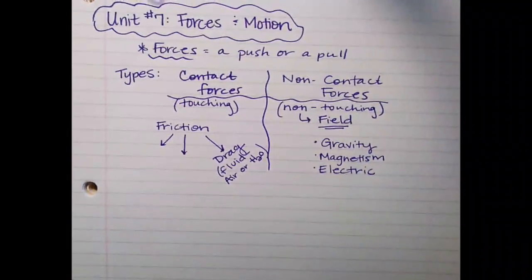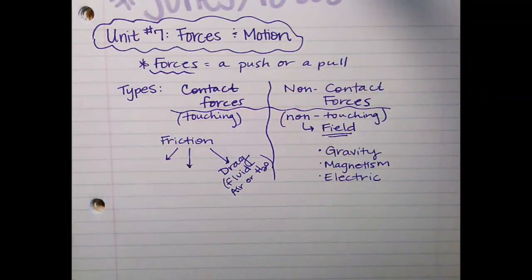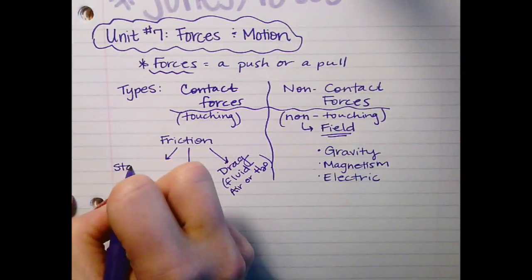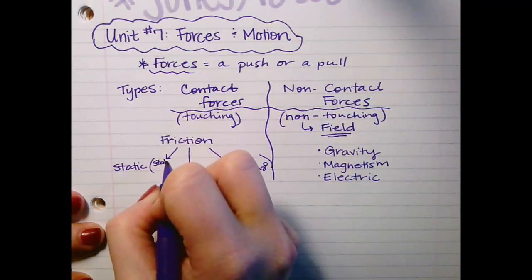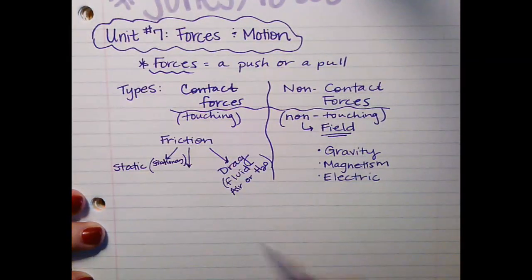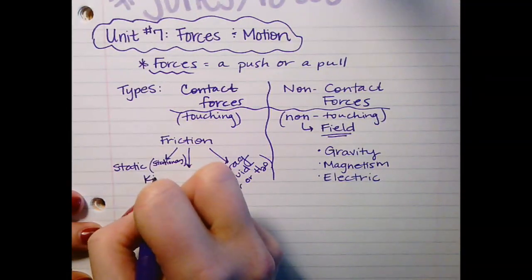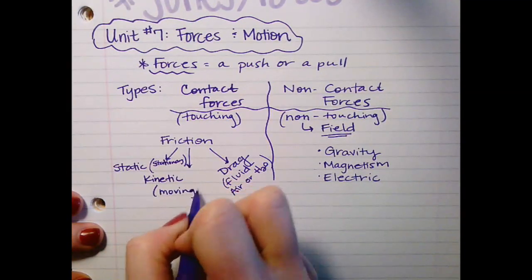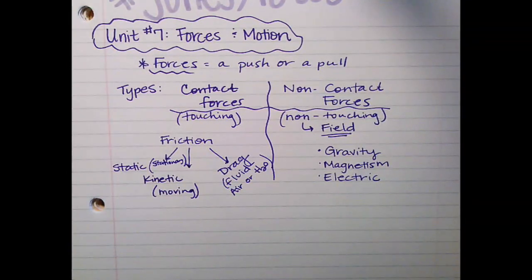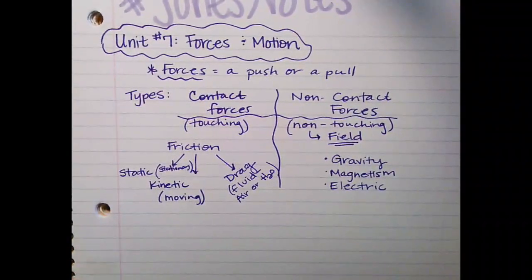So what happens is with friction, you have static and kinetic. So static is when things are stationary, meaning that they are not moving. And then kinetic friction, which is where things are moving. For example, if you have your notebook sitting on your table, that would be static friction because they're not moving. But as soon as I start to slide my notebook, then it converts to and changes into kinetic friction.